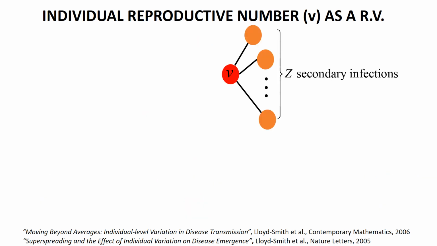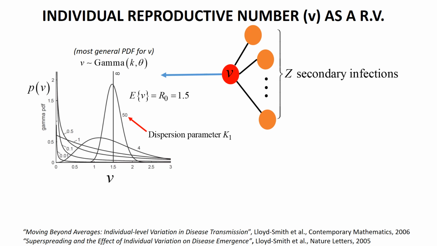So there's V, and we're assuming that it's gamma distributed. We're parameterizing that on the dispersion parameter K1. You've seen that plot before. And as we increase K1, the variance of the distribution gets smaller and smaller. It becomes more homogeneous.